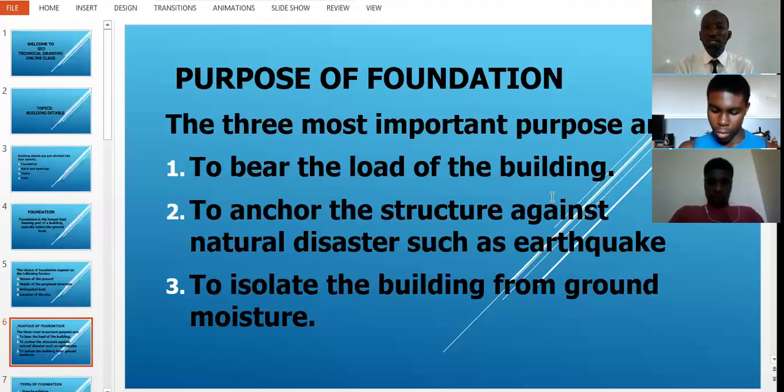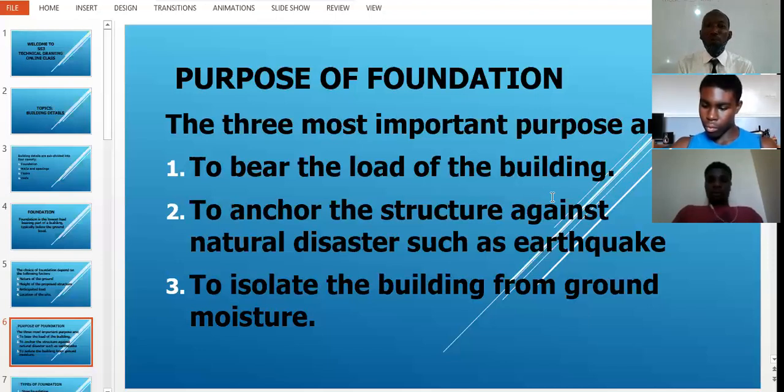The second one is to anchor the structure against natural disaster such as earthquake. That is where the word Igwisi used, firmness, comes in. To anchor the structure against natural disaster such as what? Earthquake.